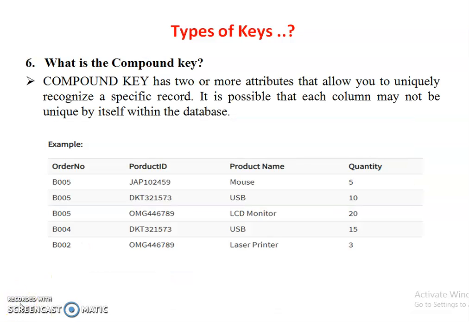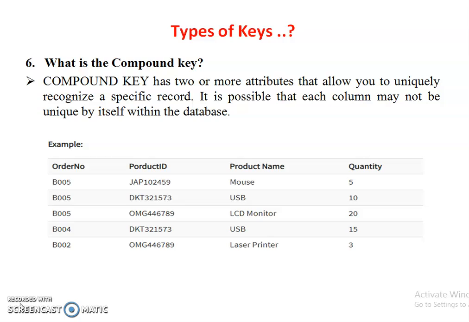Now the next type of key, that is compound key. What happens in compound key? Compound key has two or more attributes that allow you to uniquely recognize a specific record. And it is possible that each column may not be unique by itself within the database. So, when combined with the other column or columns, the combination becomes unique. And the purpose of compound key in database is to uniquely identify each record in the table.